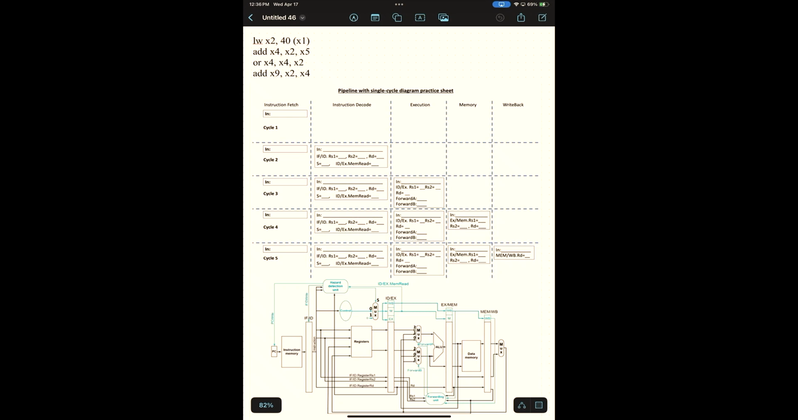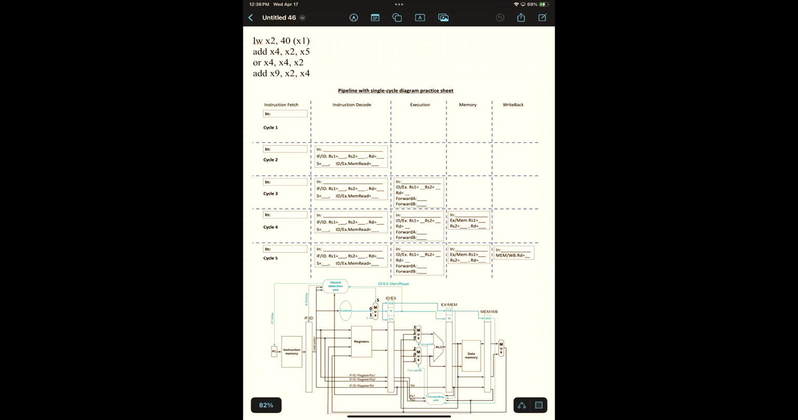I designed this activity myself just to help you understand when the forwarding signals should be set to whatever the value is supposed to be, and what will be the value of the hazard detection unit, the mux related to the hazard detection unit. Okay, so let's proceed ahead.